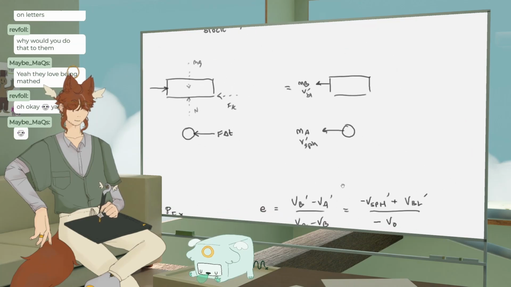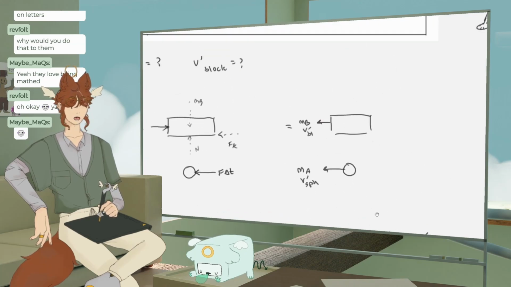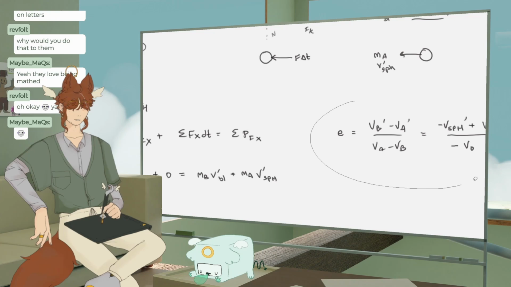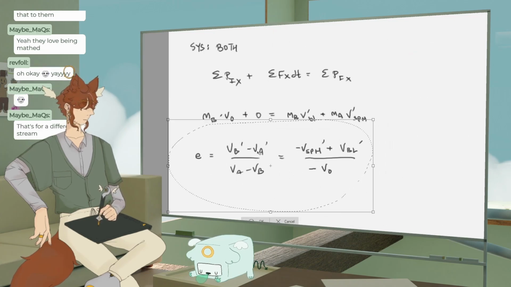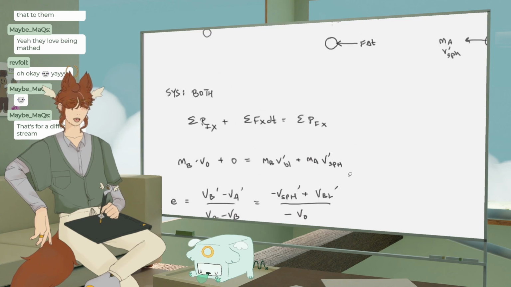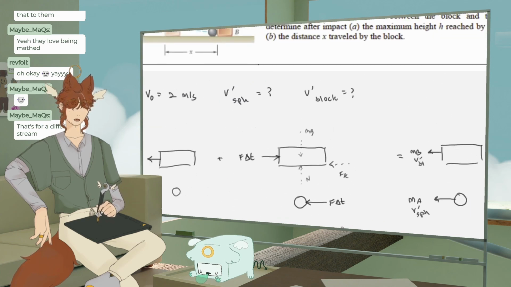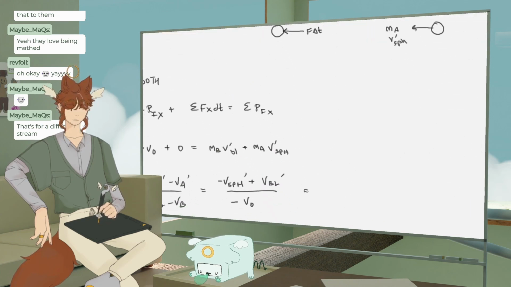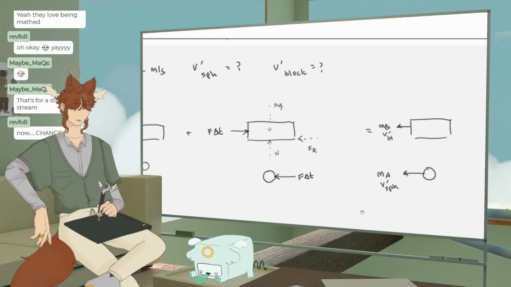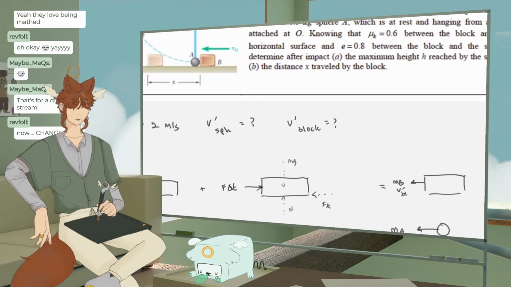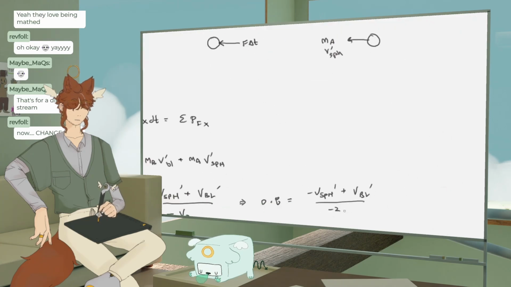I gotta start putting numbers in here. This is our second equation, though. That's for a different stream. Guys, E is 0.8, so this is 0.8 equals negative over negative 2 meters per second.